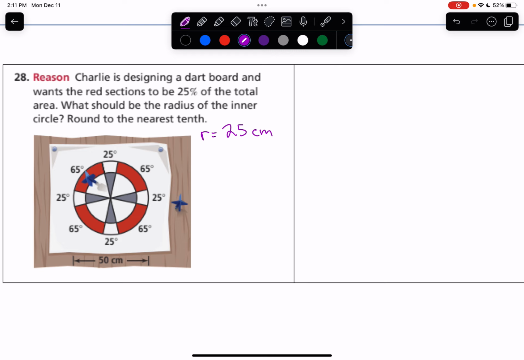Well, I can figure out the total area of the circle here because I can do pi times radius, 25 squared. But I only want a quarter of that circle. So I'm actually going to find the area of a quarter of the circle by doing pi times 25 squared over 4. So the area of a quarter of that circle is 490.5.